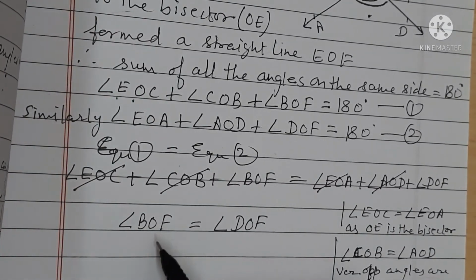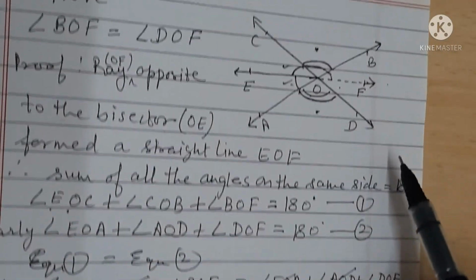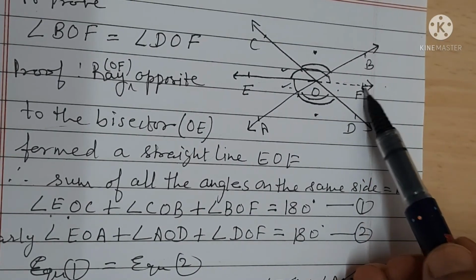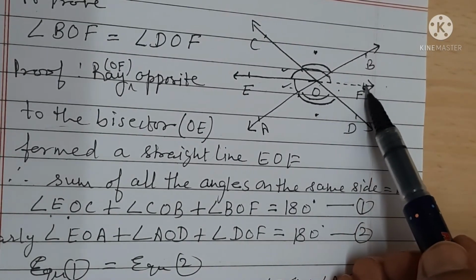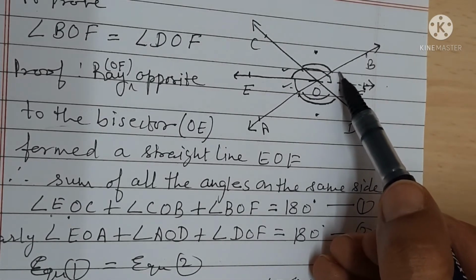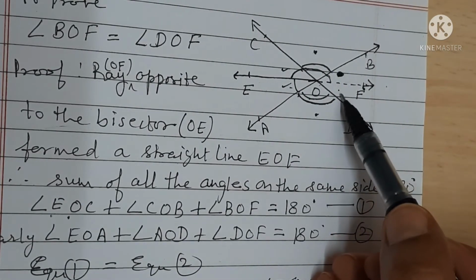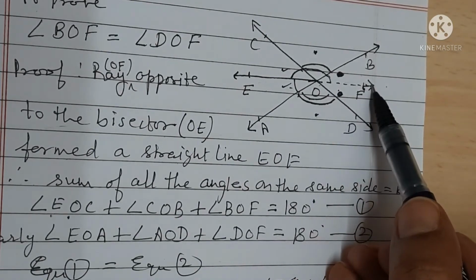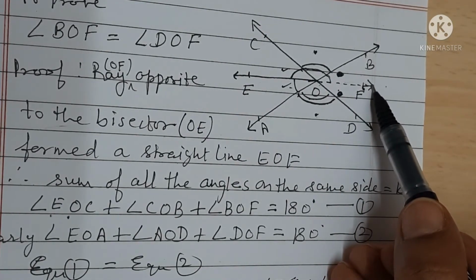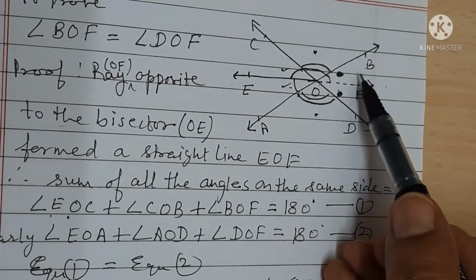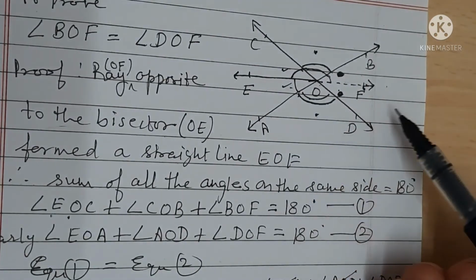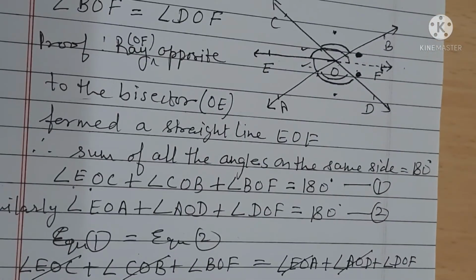See here, let's see the figure. Angle BOF is equal to angle DOF. This angle is equal to this angle. It means OF is the bisector, or you can say OF bisects the vertically opposite angles, which we have to prove.